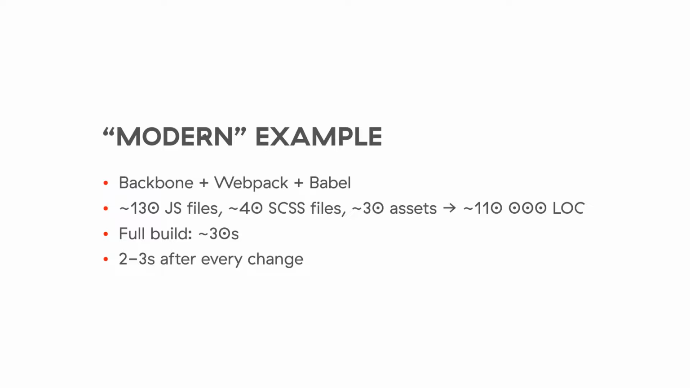And it has a lot of files. It may have fewer files than the previous project, but it's much more complicated because it has much more business logic. And it has about 110,000 lines of code when it's compiled, everything together with dependencies. Well, but it's much faster because the full build takes about 30 seconds, which is like 6 times faster. And after every change, it takes about 2 or 3 seconds to update the code, and that's without any manual configuration. So the new tools are taking care of it by themselves.